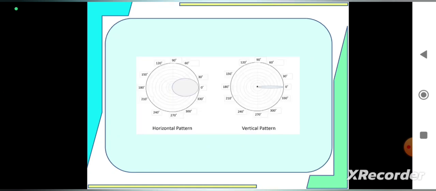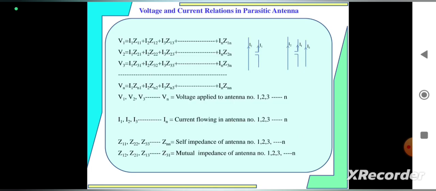Next, this is the radiation pattern for the Yagi-Uda antenna. The first one is the horizontal pattern and the second one is the vertical pattern. In the horizontal pattern, in the direction of 0 degree, it contains maximum radiation, but in the vertical pattern, 0 degree contains only minimum radiation.